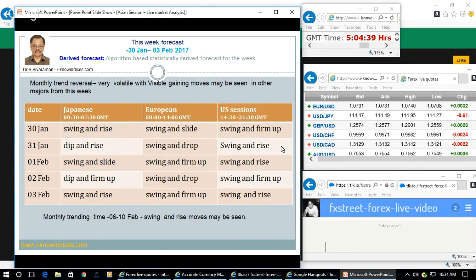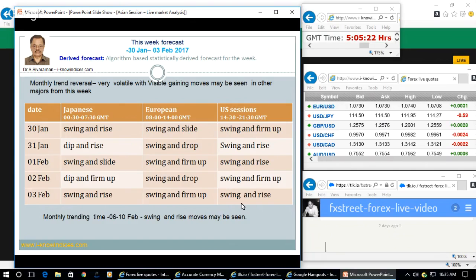At the end of January, they are expected to drop Euro and GBP and accumulate positions. Later on, they are expected to make a small dip first and accumulate fresh positions for the month of February in the derivative market, especially futures and options. And then subsequently, they're expected to firm up and rise on 1st of February. Then on the second, also they are expected to firm up, but a drop is envisaged during the European session in order to accumulate more positions.